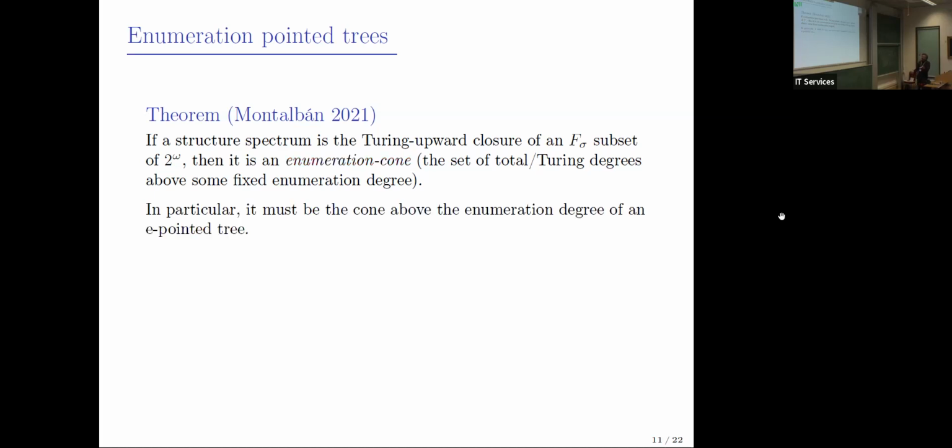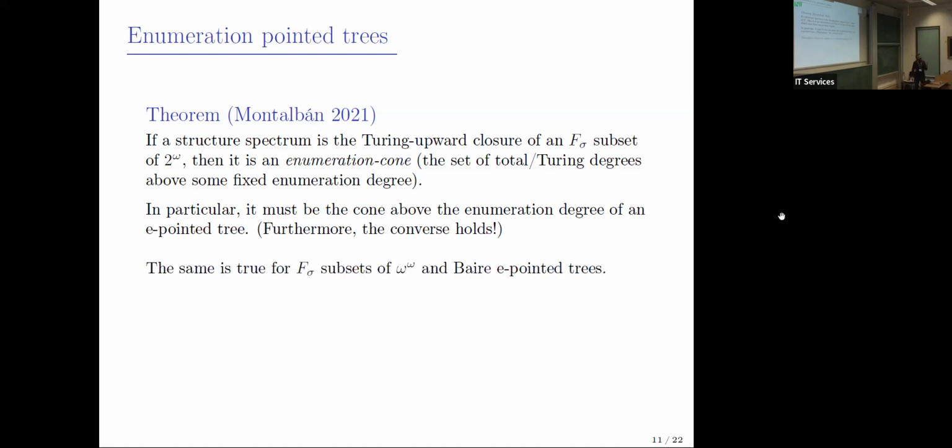So in fact, it must be the cone above the enumeration degree of an e-pointed tree. So not just any enumeration cone. And furthermore, the converse holds, with the structure witnessing it being the e-pointed tree itself.